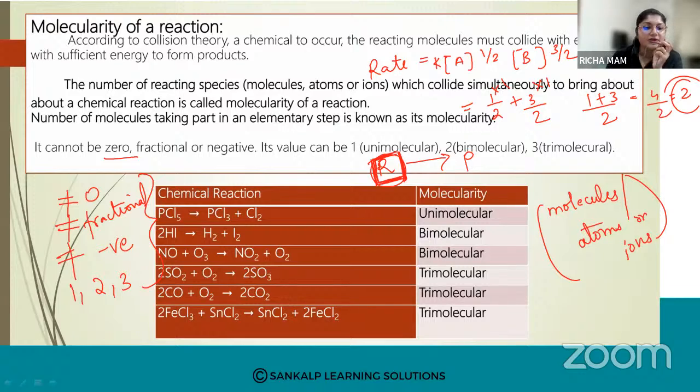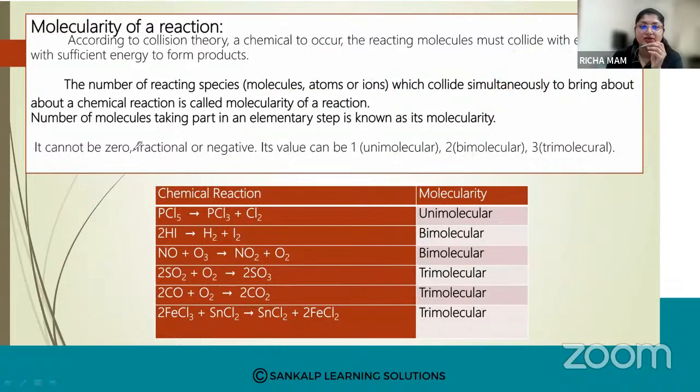Now molecularity means how many molecules, how many atoms, or how many ions are involved, how many reacting species are involved. So this will tell you the molecularity of the reaction. Now, can you see these examples? Yes, so these are the examples.